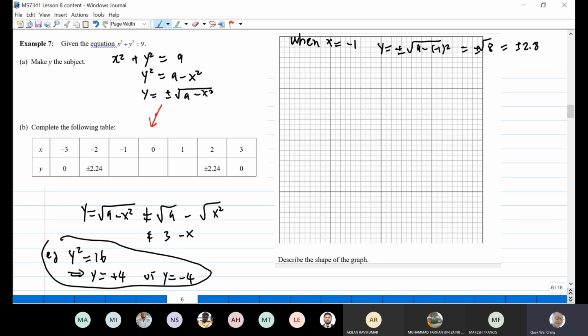Okay, what happens when x equals 0? So x equals 0, y equal to plus or minus square root of 9 minus 0 square, which is square root of 9, is plus or minus 3. So just now I have plus or minus 2.8 here, plus or minus 3. When x equal to 1, its calculation is similar. And x equal to 1, you get plus or minus 2.8 again.